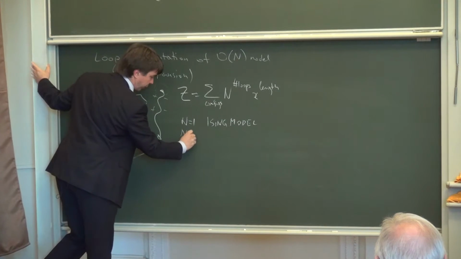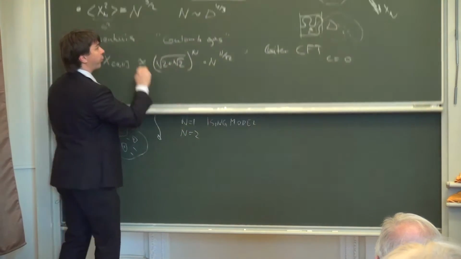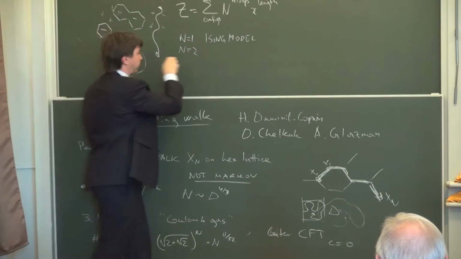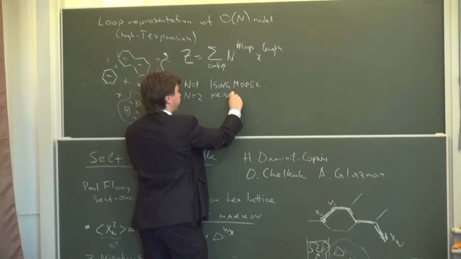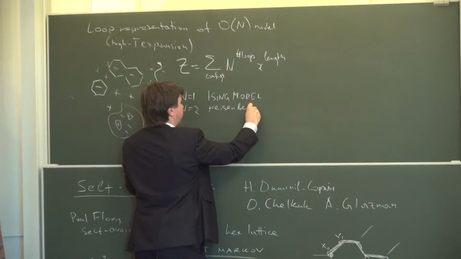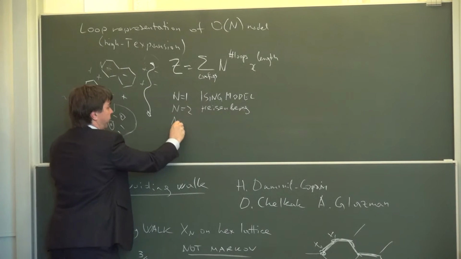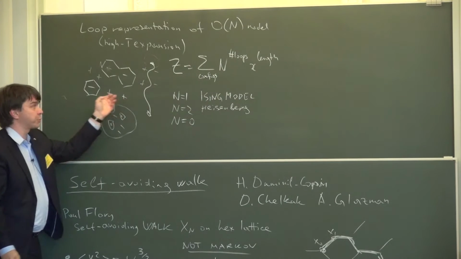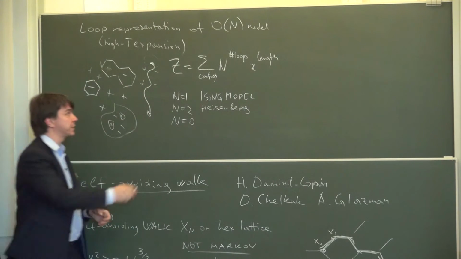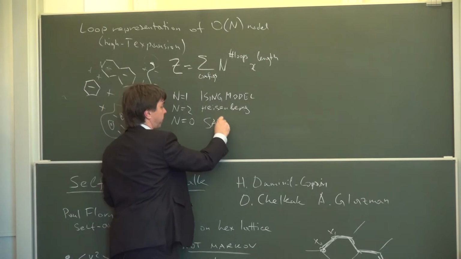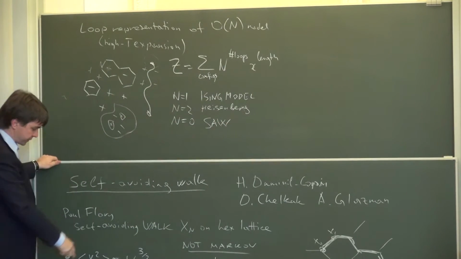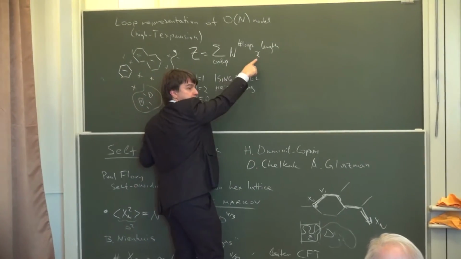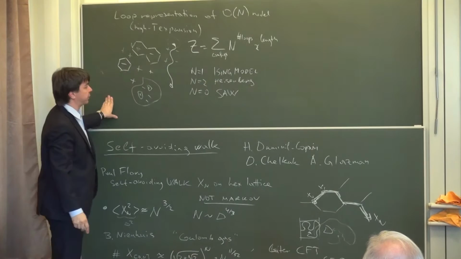Then n equal 2 is just the Heisenberg model, or the XY model. And n equals 0, well, we put 0 to the power number of loops, so there are no loops whatsoever. We only have one curve, and we have this self-avoiding walk. And essentially the question of counting self-avoiding walks boils down to the question of what is the critical value of x when this model goes through some critical behavior.